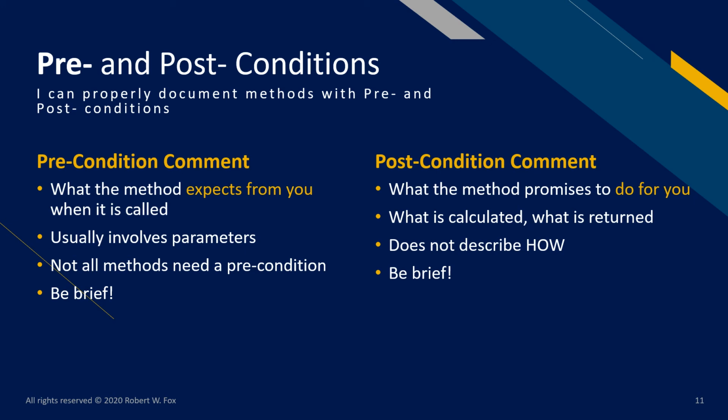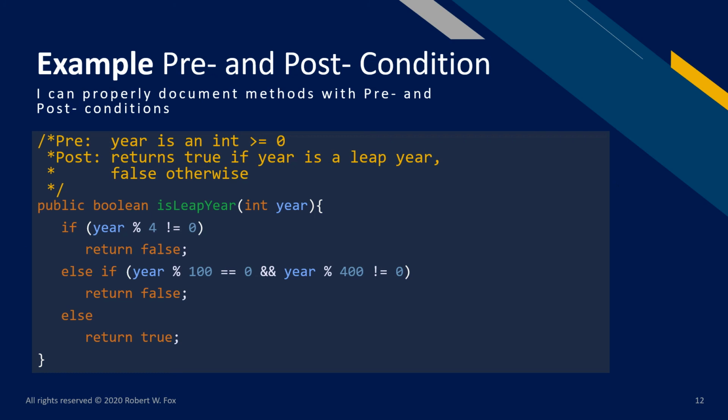In other words, we're not going to try to re-explain the code, because if I want to know what the code does, I can look at the code. This is the high-level overview. What does it do, not how. And in both cases, pre and postconditions, we want to keep them as brief as possible because nobody wants to read a paragraph about what your methods do. And quite frankly, your methods shouldn't be long or complex enough that you can't explain what they're doing in one to maybe two sentences.